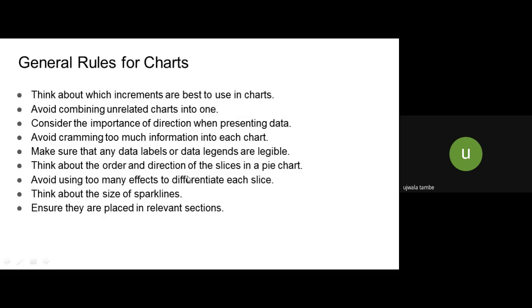Then think about the order and direction of the slices in a pie chart. Again, avoid using too many effects to differentiate each slice. So we have to make our pie chart simple. Think about the size of the spark lines and ensure they are placed in relevant sections. Okay. So all these are the general rules for designing the chart.